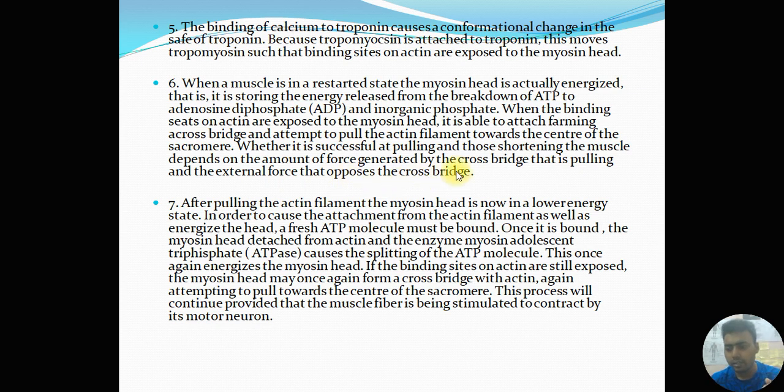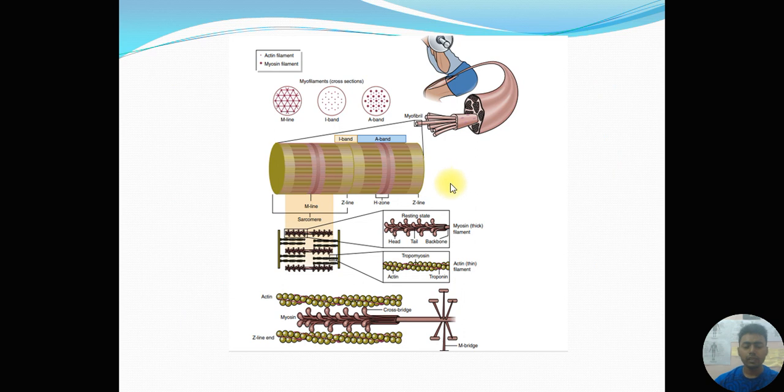Okay, so what does it mean? It means when there is an attachment. Once the exposed binding site is available, the myosin head attaches and they pull this way. This is the binding site. They get cross bridge formation here, and then they pull this side towards the M bridge. You can see this is the bridge towards this side. So they pull towards the M bridge.